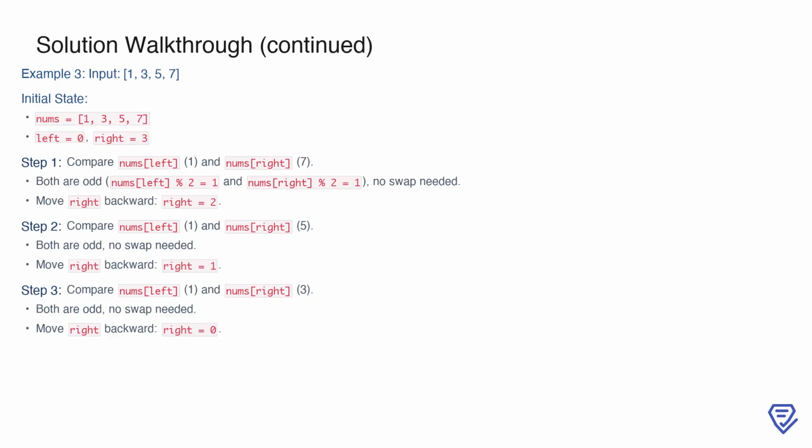The right pointer moves backward again to position 1. Finally, we compare nums[left], which is 1, and nums[right], which is 3. Both are odd, so no swap is performed. The right pointer moves backward one last time to position 0. At this point, left is greater than or equal to right, so the loop terminates. The array remains unchanged, and the final output is 1, 3, 5, 7.